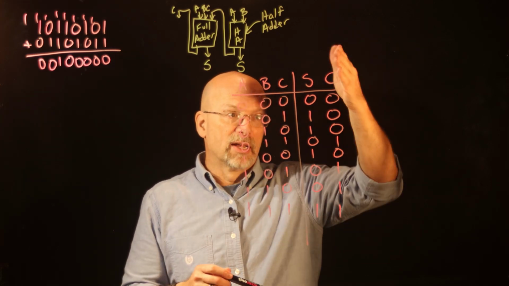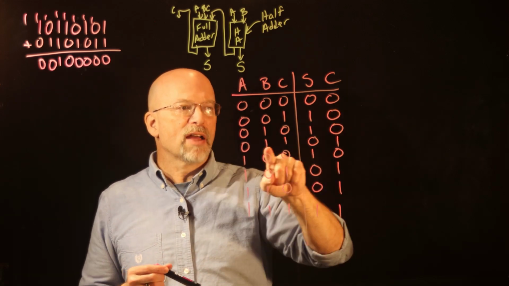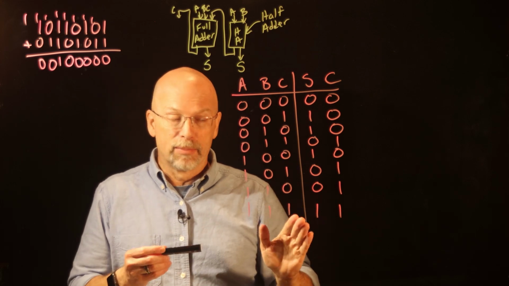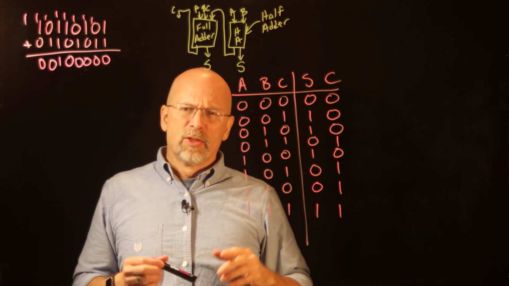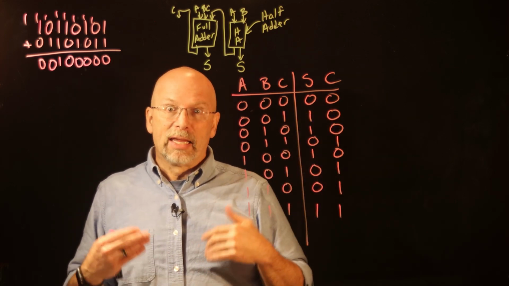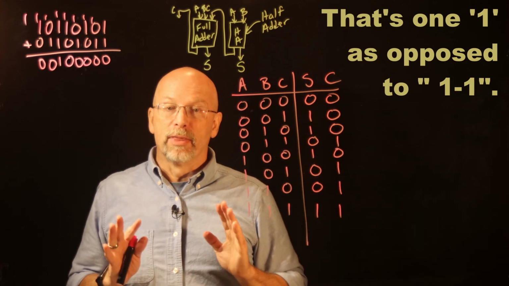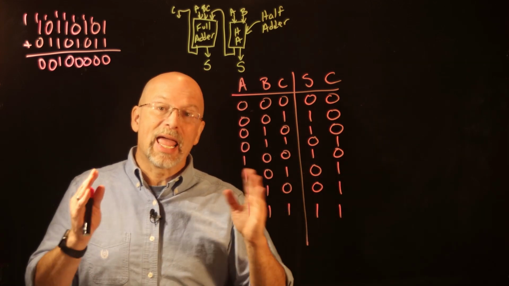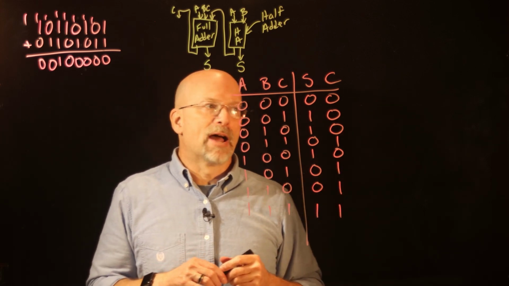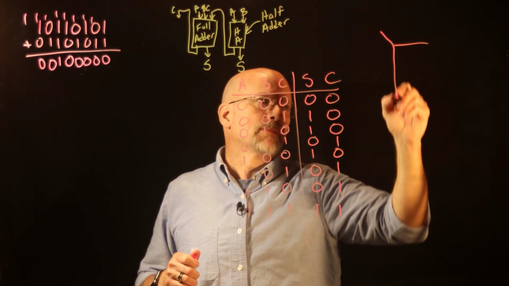Now let's look at the next column, the carry column. What the carry column says is that if I've got 2 or more 1s at the inputs, I'm going to have a carry. In other words, if I'm adding 0 plus 0 plus 0, there's not going to be a carry. If I'm adding one 1 to 2 zeros, there's not going to be a carry. If there are 2 1s at the inputs or 3 1s at the inputs, I've got a carry. All right. Now, let's go ahead and make the Karnaugh maps for these. So I have 2 Karnaugh maps.